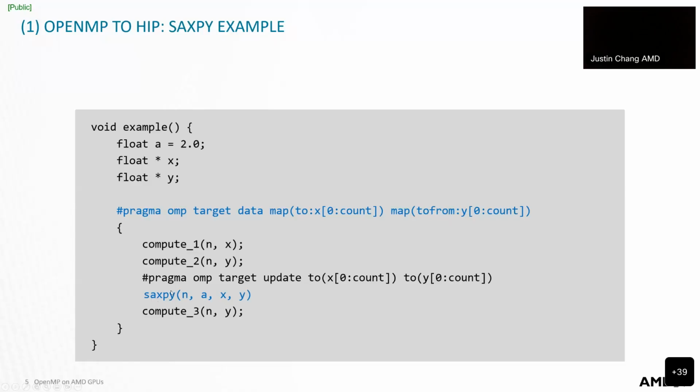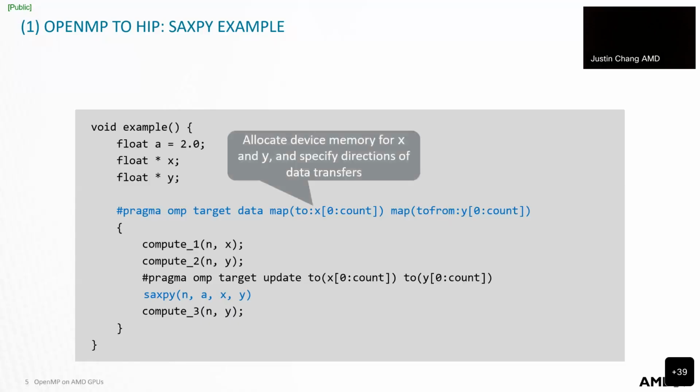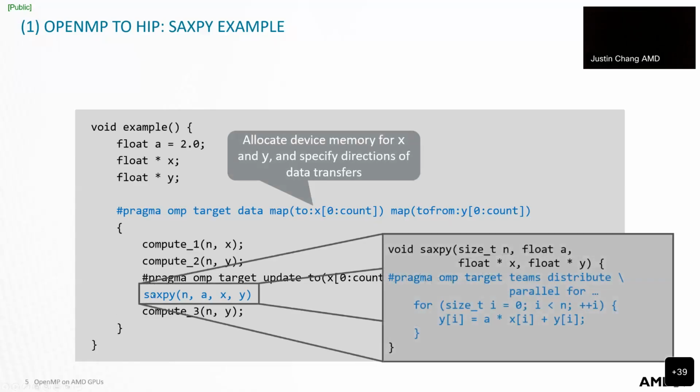And this line here highlighted in blue is going to be our HIP kernel. So first we allocate device memory as specified by the directions of transfer. Within this blue line, it points to a different function. So we have a void saxpy, which performs the SAXPY operation here. And what I have listed here are the pragma directives needed to enable OpenMP target offloading.